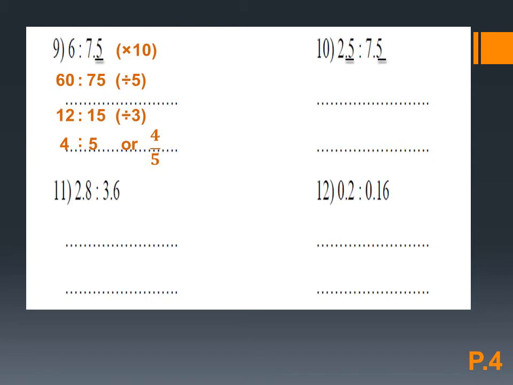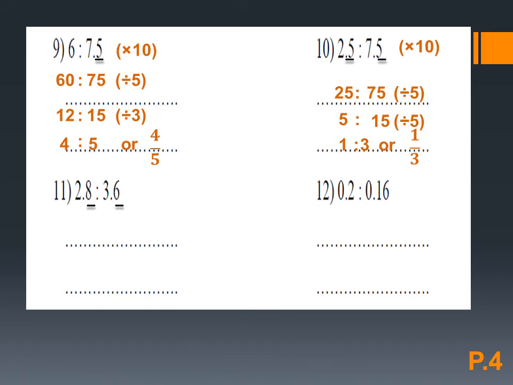2.5 to 7.5. Here we have one decimal place in each of them. Multiply each of them by 10. 25 to 75. Now we start to simplify the ratio. Divided here by 5, it equals 5 to 15. Divided by 5 again, 1 to 3, and this is the simplest form, 1 over 3.